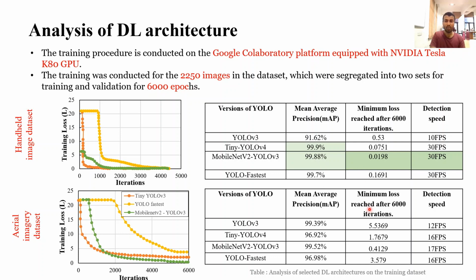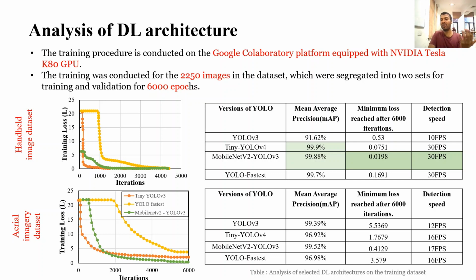The loss is more and the detection speed is less, and this is because a single frame of the aerial imagery dataset entails a lot of detections that need to be found. Because of the increase in the number of detections in a single frame, the detection or inference time increases, and hence the loss also increases, leading to a reduction in the mean average precision.